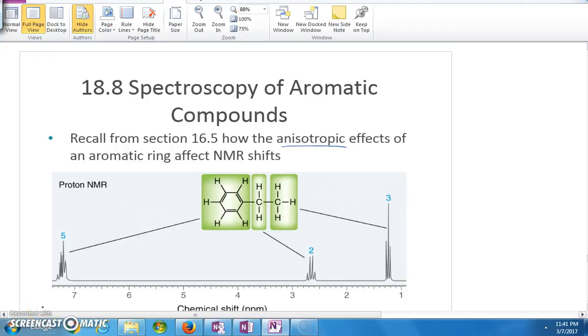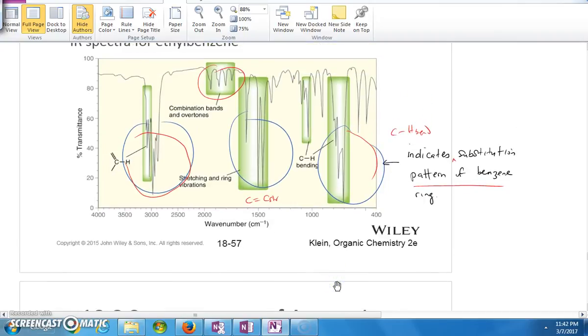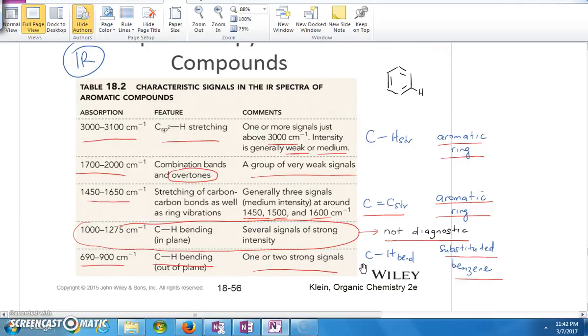Let's look at the spectroscopy of aromatic compounds. We already looked at the infrared vibrational frequencies, and we said that the CH stretch of an aromatic shows up slightly above 3000.